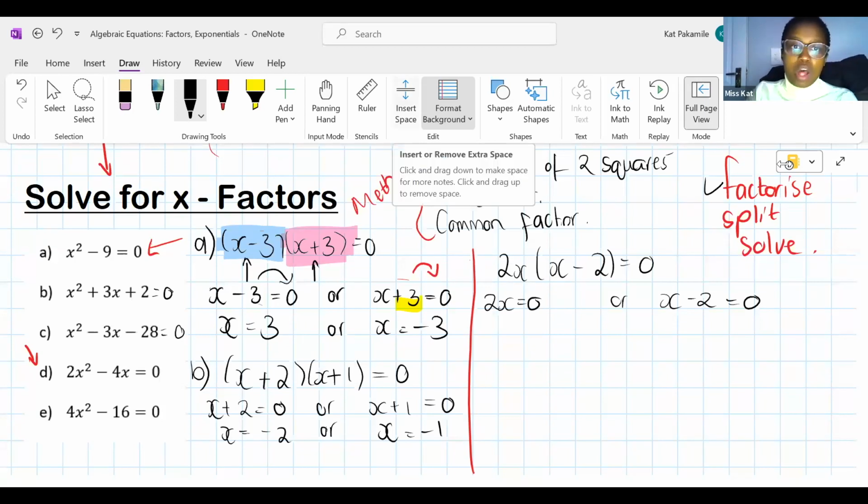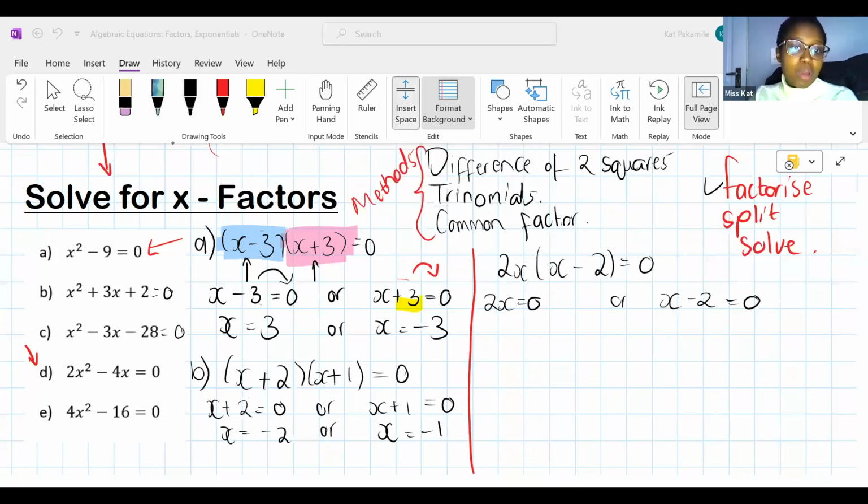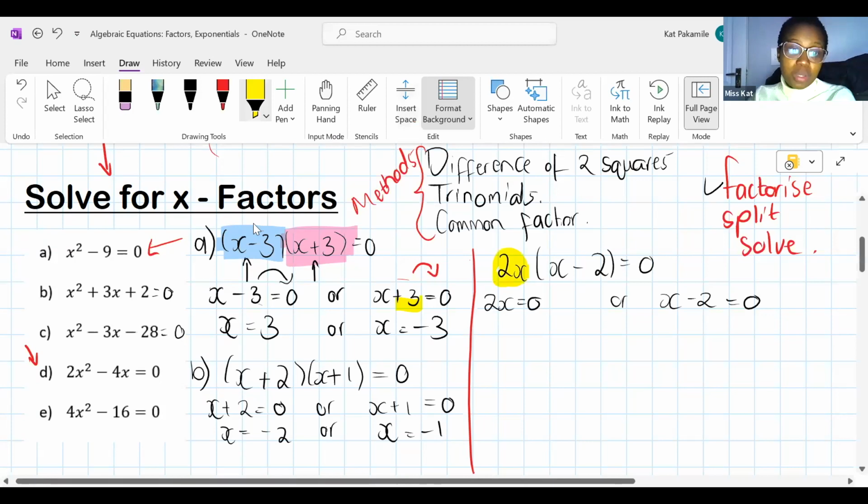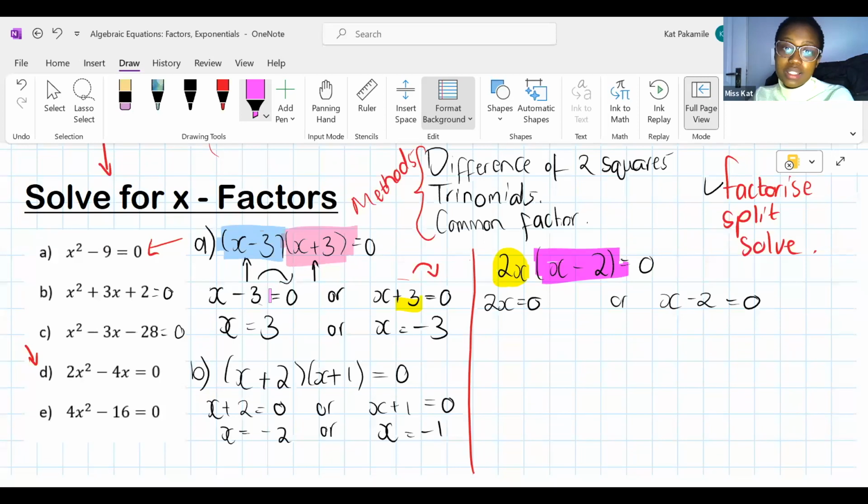Okay, so in this case, we didn't have 2 binomials. In A, we had 2 binomials. We had a binomial and a binomial. But now we have a monomial with a binomial there. Do you see that? So then either 2x equals 0 or x minus 2 equals 0.